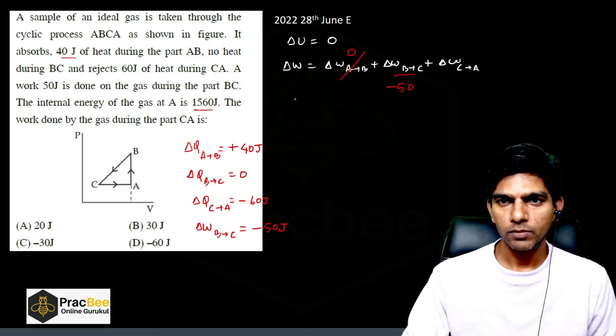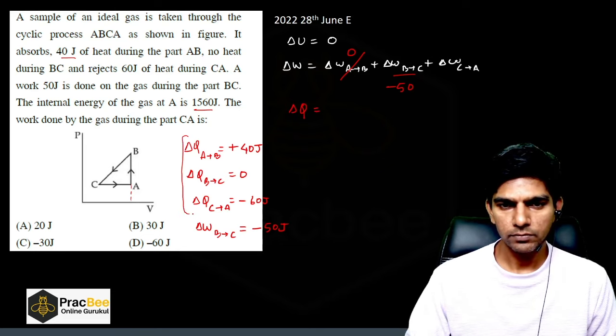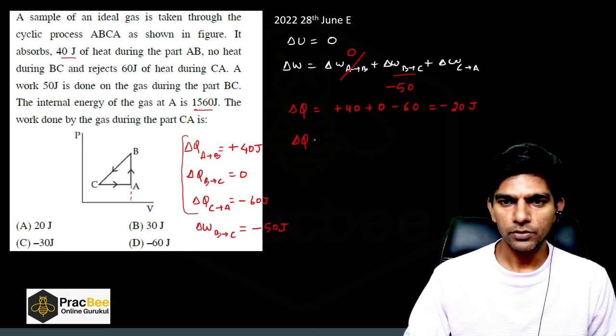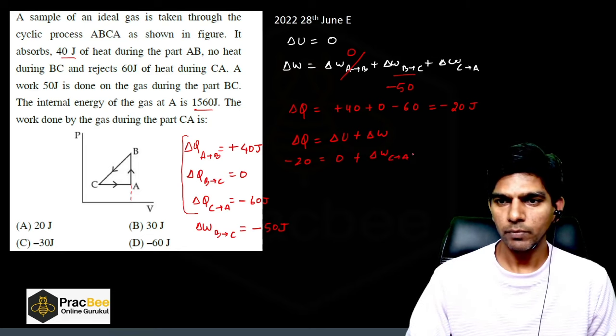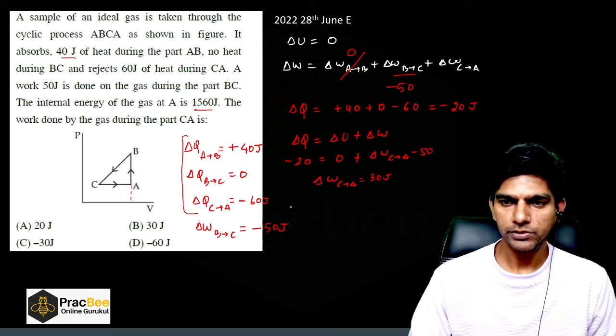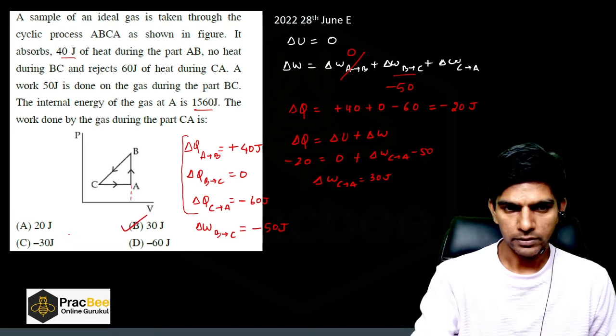So we can say by the first law of thermodynamics, delta Q will be the sum of all these heat exchanges, right? So plus 40 plus 0 minus 60. So it comes out to be minus 20 joules. So by the first law of thermodynamics, delta Q is equal to delta U plus delta W. Delta Q is minus 20, delta U is 0, and the work done will be delta W from C to A, minus 50. So delta W from C to A is nothing but 30 joules. So option B is the right answer.